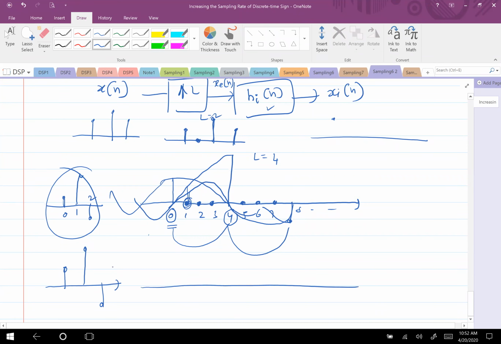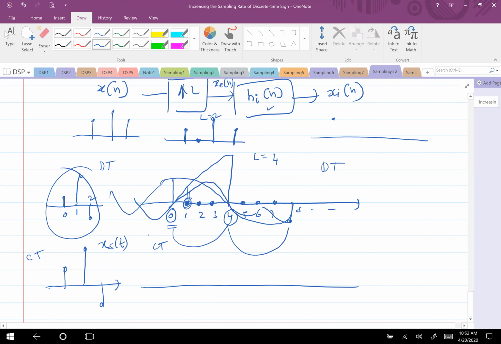So this was already your x s of t. Both are continuous time here. Whereas in this case, this is a discrete time signal. You are getting out of it a discrete time signal. Here you have a continuous time signal. You have a continuous time signal here.